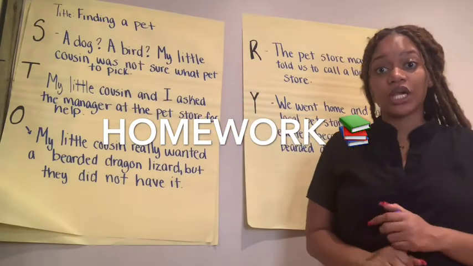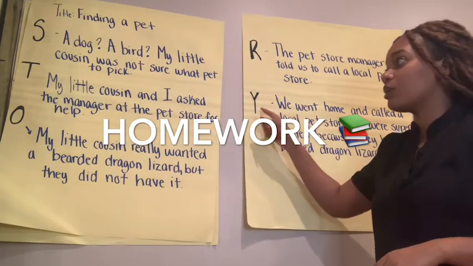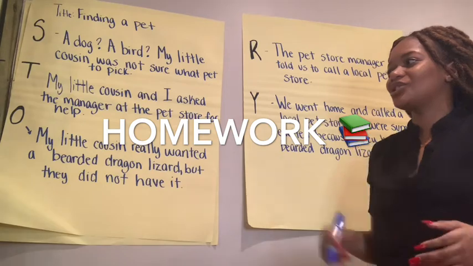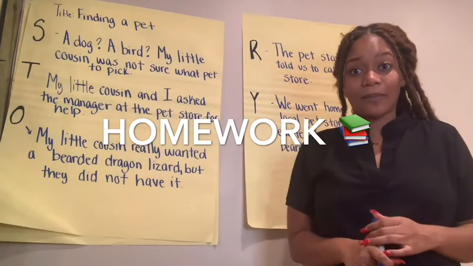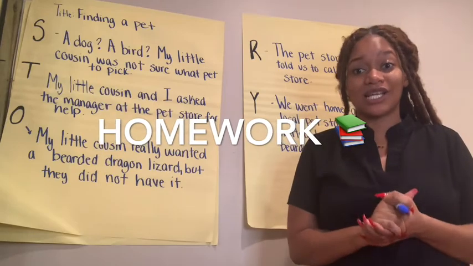So now for homework, you know what to do. You're completing the end of your story, which is the R and the Y. Then you're going to put it all together. Draw a picture at the end. Make sure you show your family members your story map, okay, and read it out loud to them. It's truly nice to share your stories once they come together.